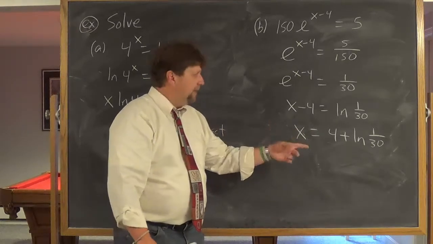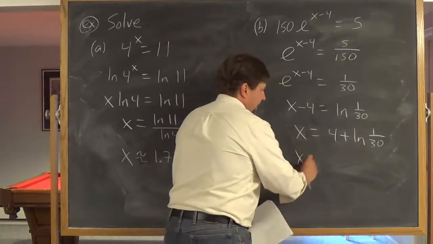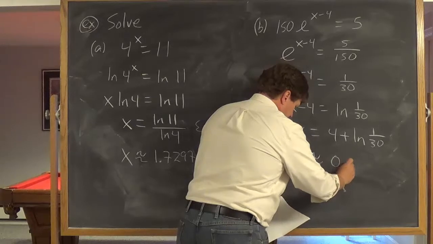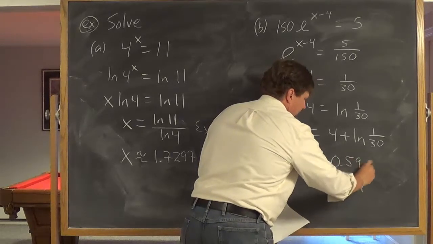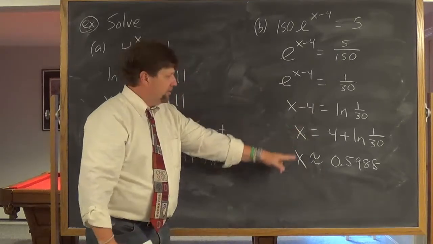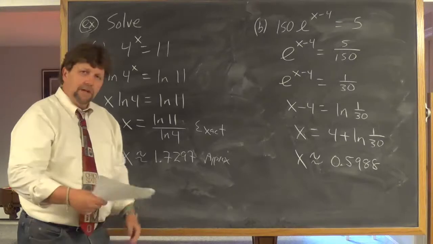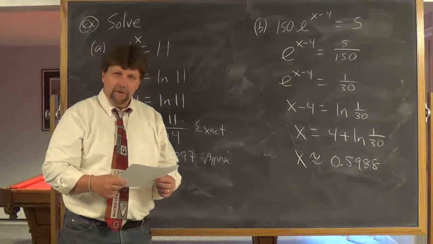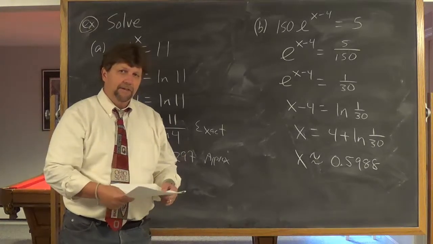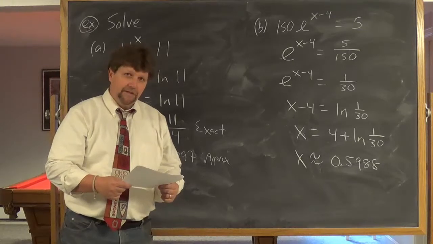If I fire up my calculator and I do 4 plus the natural log of 1/30, I get a decimal approximation of 0.5988. So that's the exact solution, that's the approximation. So there's a couple of examples of how to solve some of these equations. I have a few more to do, but the first thing I have to do is erase the board. So give me a minute while I erase the board.